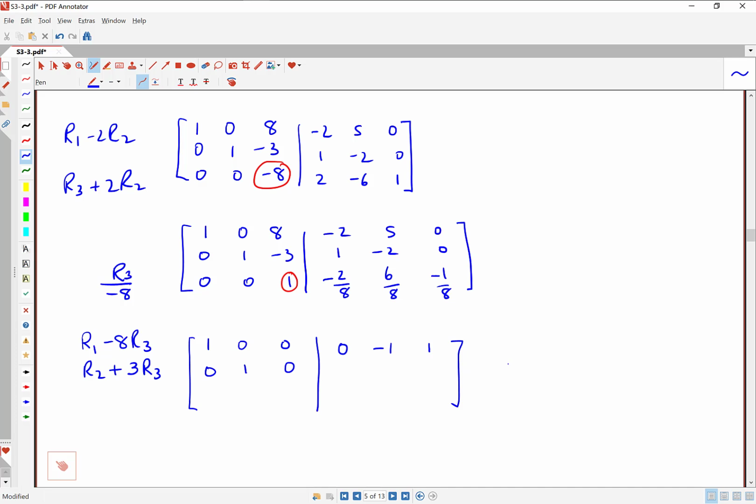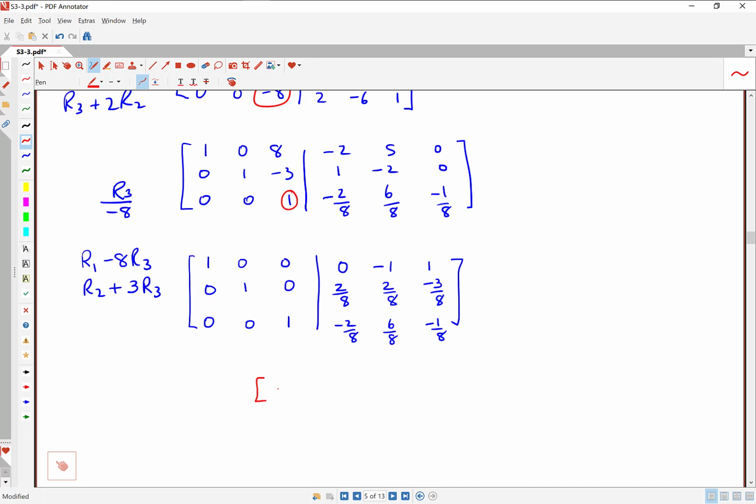More algebra coming up. So we're going to go 1 plus 3 times negative 2 over 8. I think I'll just think in terms of how many eighths do we have. So 8 over 8 minus 6 over 8 is 2 over 8. Okay, negative 2 plus 3 times 6 over 8 is like negative 16 over 8 plus 18 over 8. So another 2 over 8. And then finally 0 plus 3 times negative 1 over 8 is going to give us negative 3 over 8. And bottom row can just get recopied.